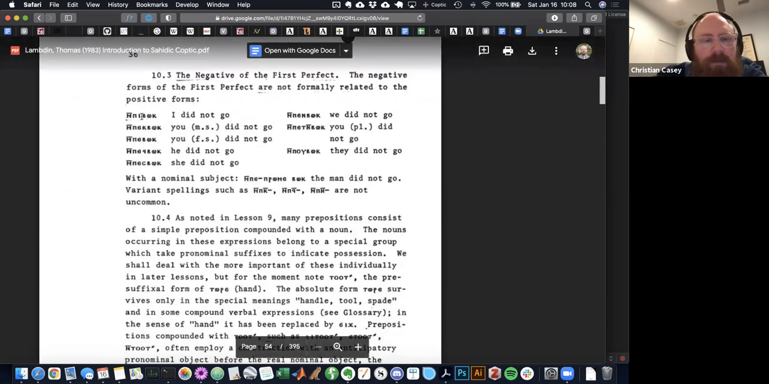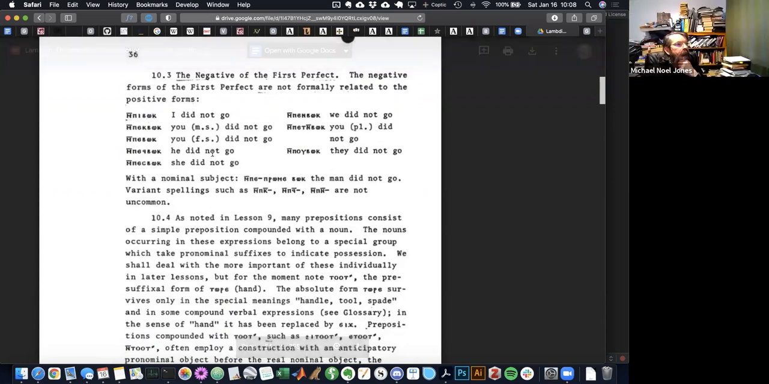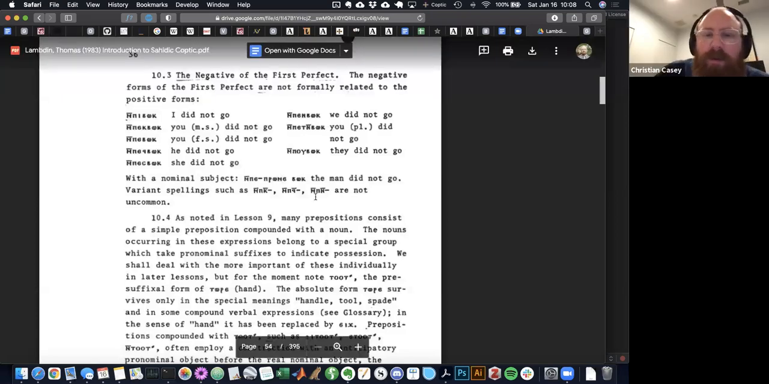This corresponds to Michael. What is the affirmative counterpart of MP voc? Ivoc. Ivoc, very good. Okay. What about the affirmative counterpart of empu voc?